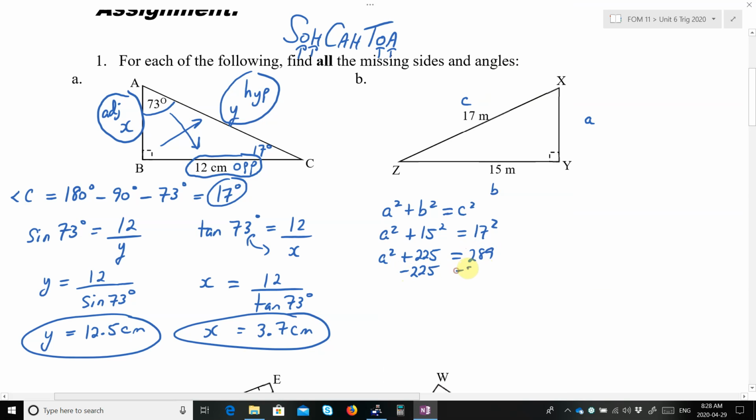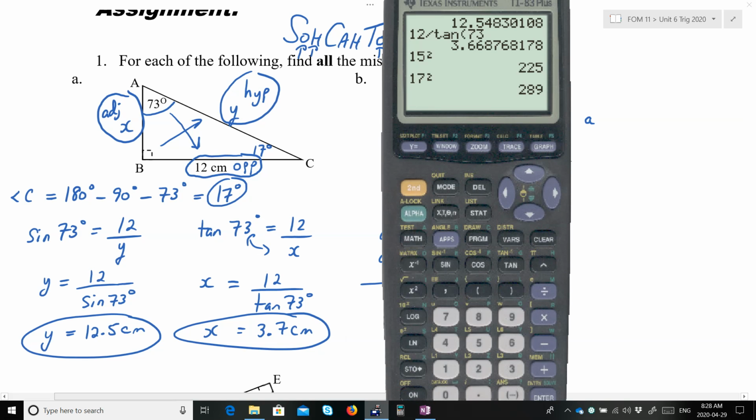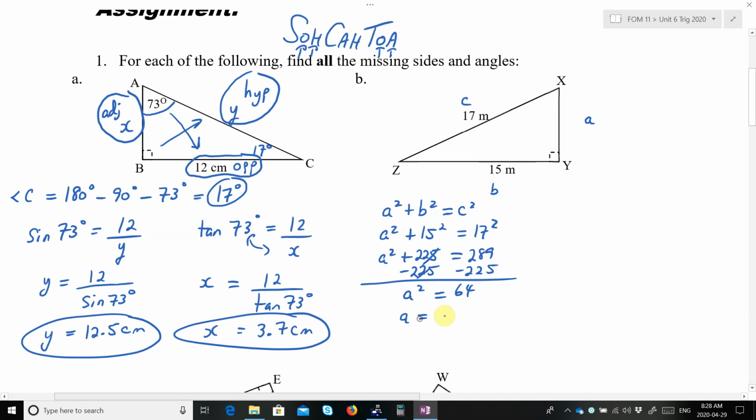Subtract the 225 from both sides, and we will get A squared equals, looks to me like 64. Yep. So A is equal to plus or minus the square root of 64, so A is equal to plus or minus 8. We would reject the negative because it's a side length, so A equals 8 meters.